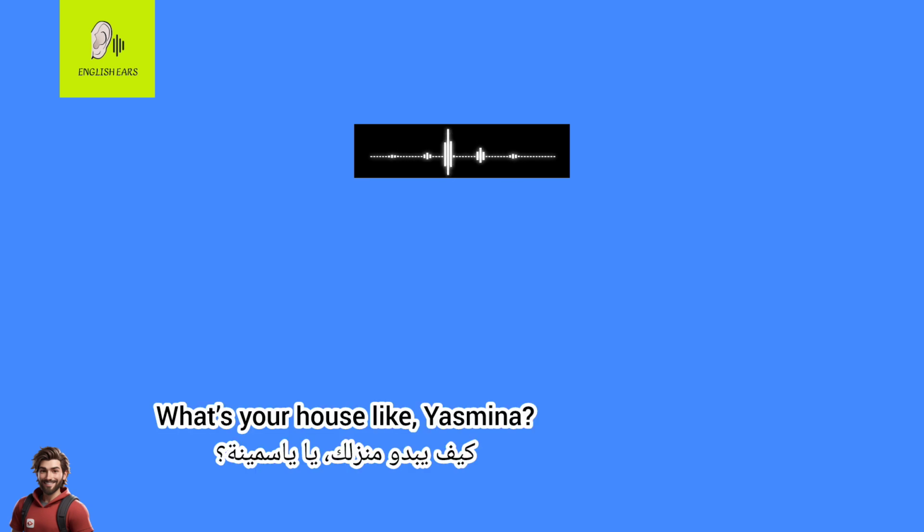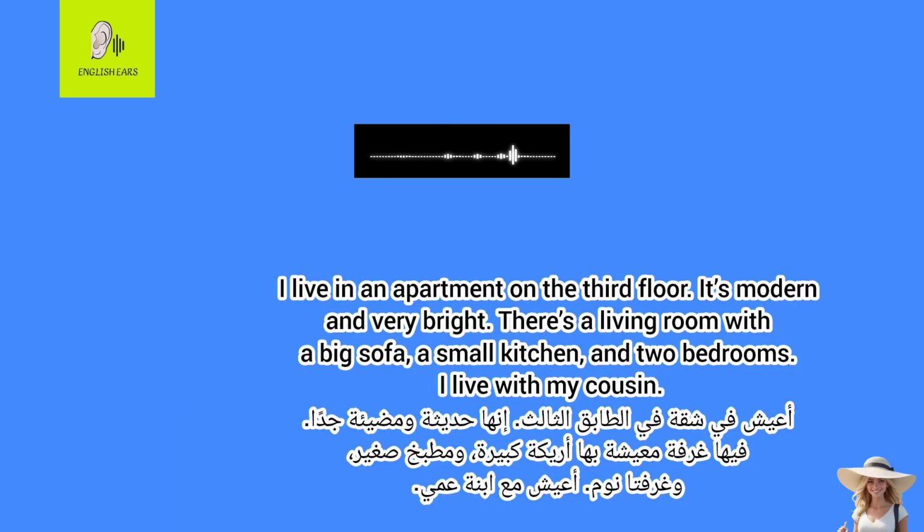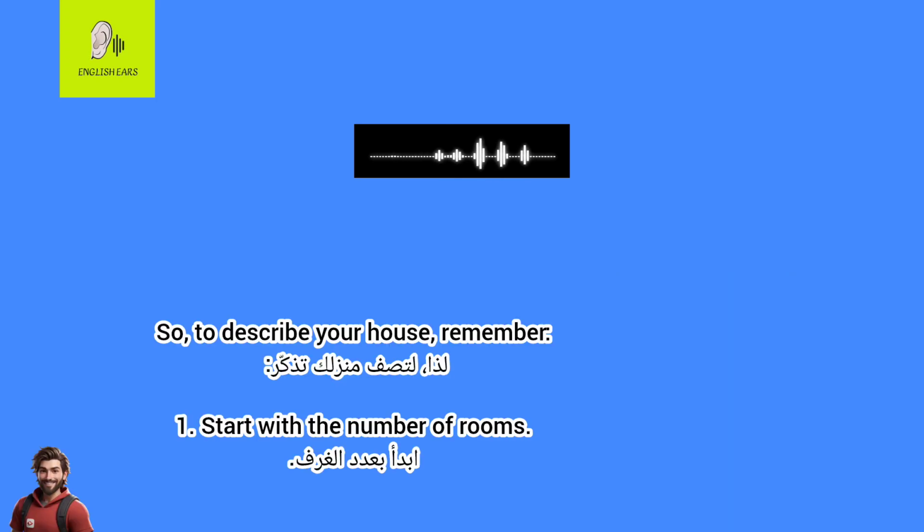What's your house like, Yasmina? I live in an apartment on the 3rd floor. It's modern and very bright. There's a living room with a big sofa, a small kitchen, and 2 bedrooms. I live with my cousin. So, to describe your house, remember, start with the number of rooms.